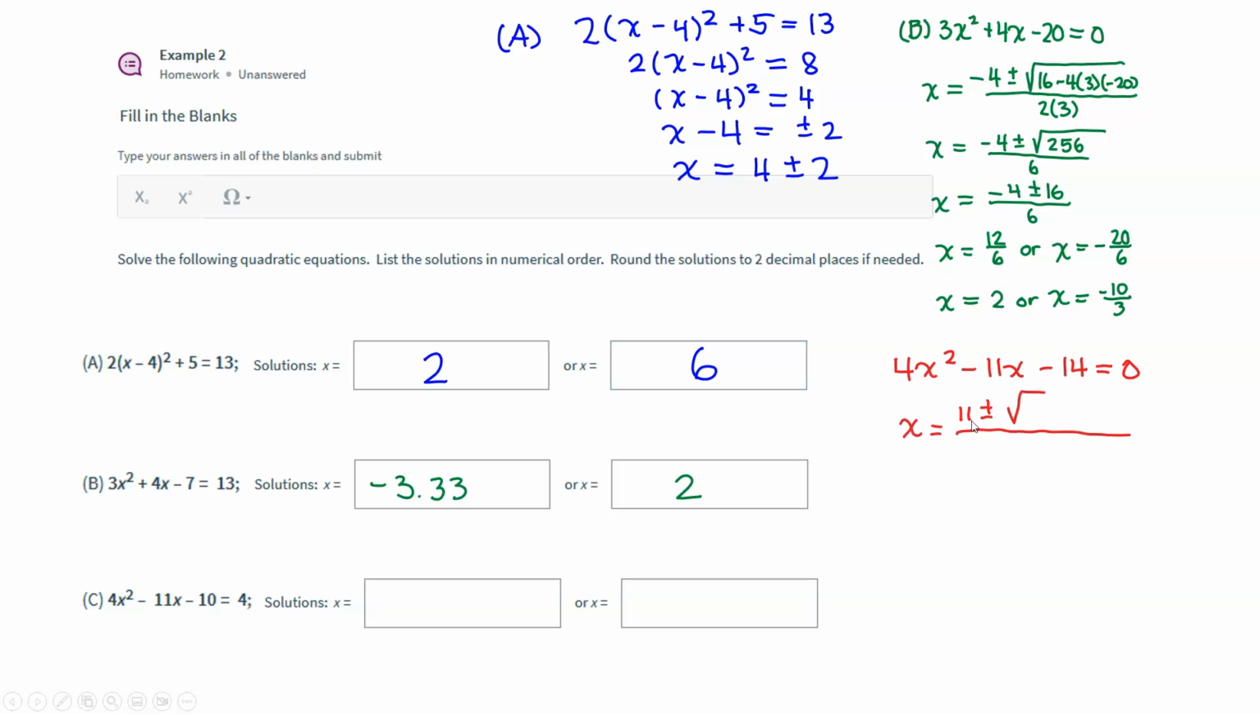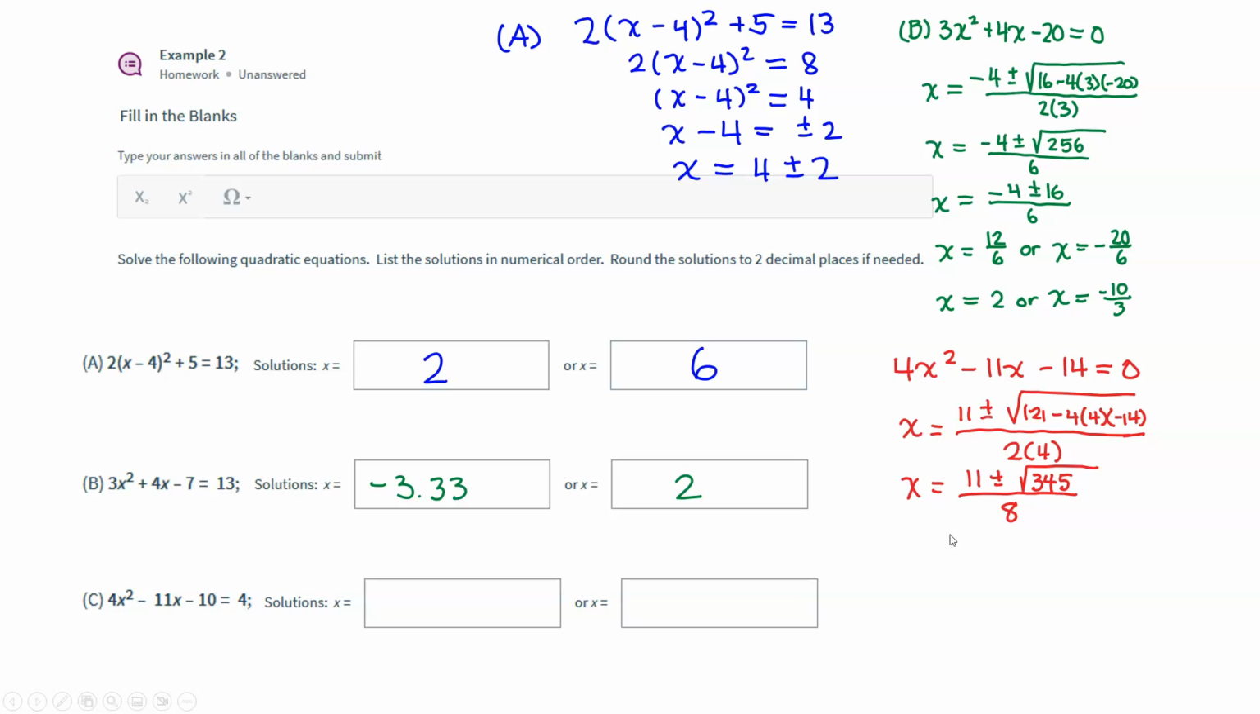So I'm going to have the opposite of b, which is the opposite of negative 11, that's a positive 11, plus or minus the square root of b squared, negative 11 squared is a positive 121, minus 4 times a, which is 4, c, which is negative 14, all over 2 times 4. As I work this out, I get the square root of 345, which is not a perfect square.